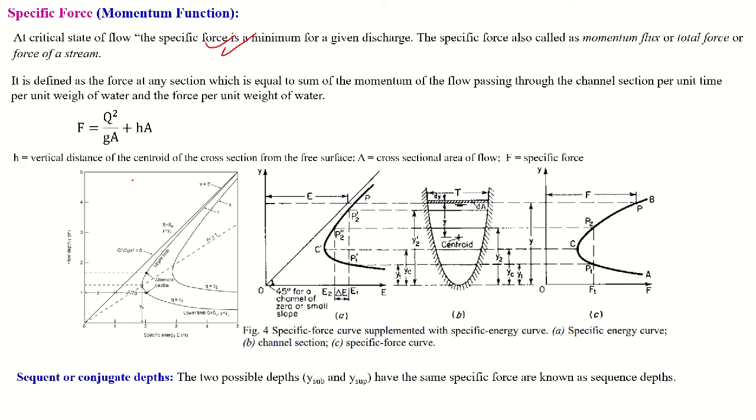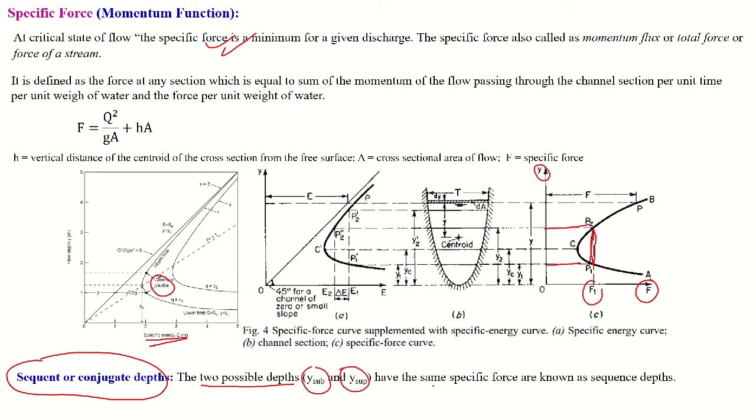What type of questions can be asked? One is a definition. Second, in the case of a given specific energy, there are two depths, one at upstream and one at downstream. That is called your alternate depth. Similarly, in this specific force diagram, specific force is taken on the x-axis and depth on the y-axis. For a given specific force, there are two possible depths. Those depths are called consecutive depths or sequent depths. One at the subcritical section and one at the supercritical section, having the same specific force, are known as sequent depths or consecutive depths.